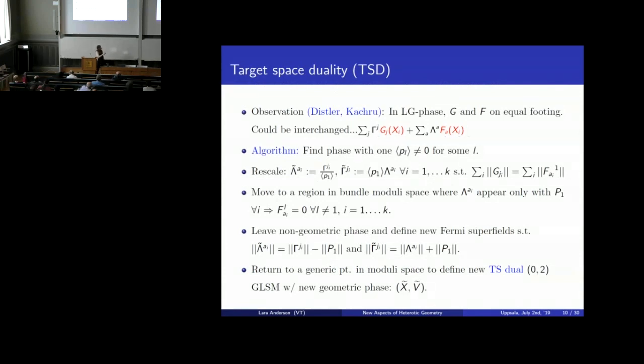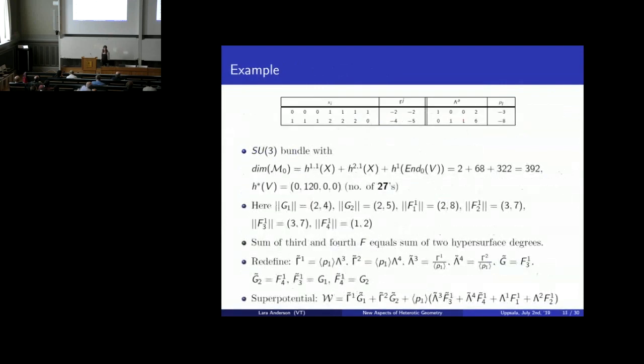So if you can find one P-field VEV non-zero, you can rescale all your fields and relabel such that you're going to try and switch a G and an F in an anomaly consistent way. So here we don't have to worry about it too much. We're going to move to a region of bundle moduli space where I have only one field getting a VEV for simplicity. And then there's a systematic relabeling that I'm allowed to do. And let's actually try this in an example because it's much easier to follow.